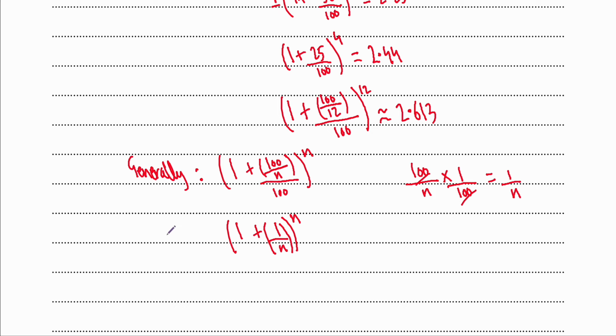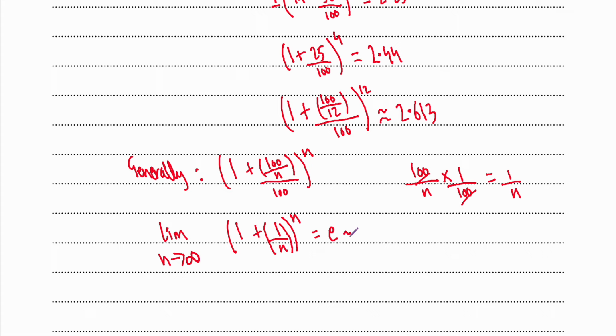So mathematically, or formally, you will write this as the limit as n approaches infinity. Infinity just means I'm doing it so many times. The limit as n approaches infinity of 1 plus 1 over n to the power of n. And that is equal to e. That is the definition of e.